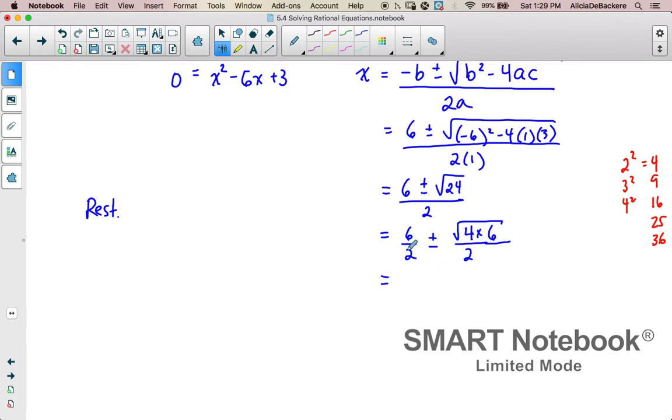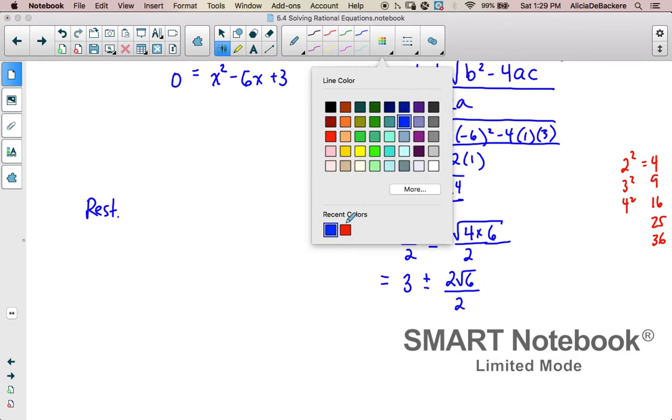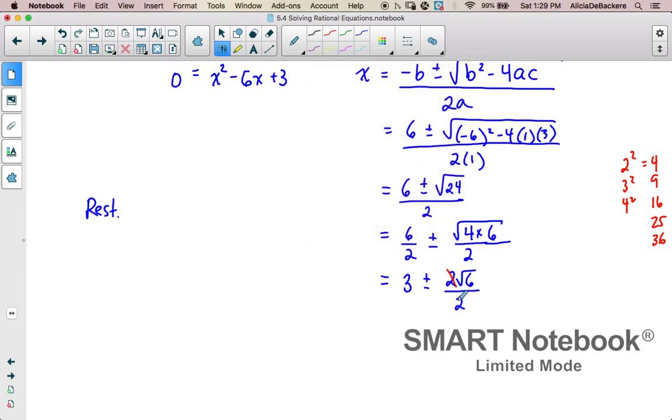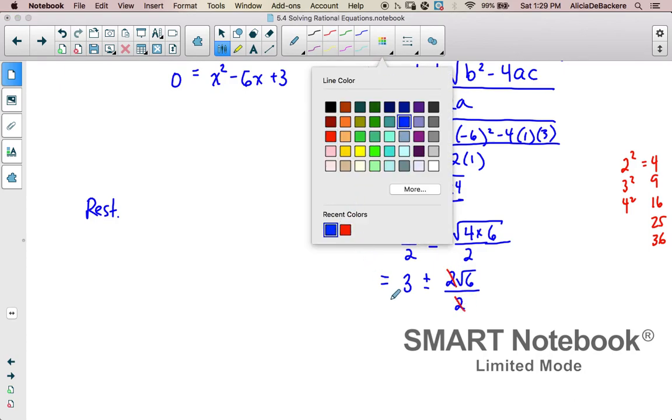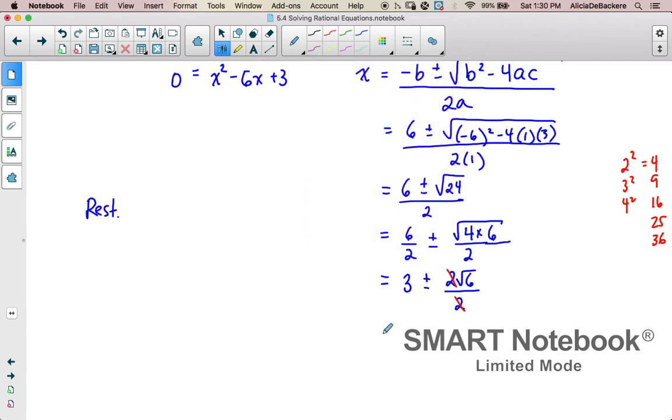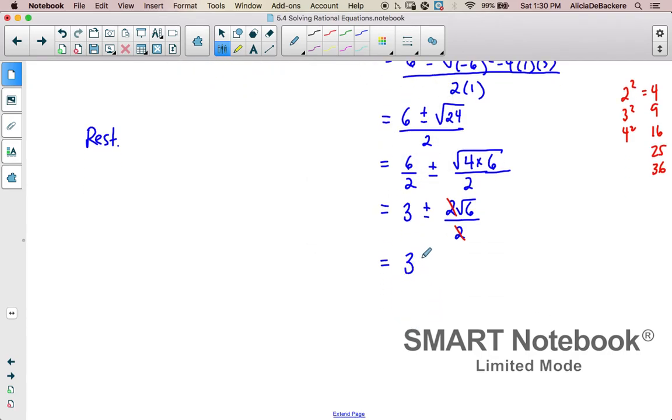And then 6 over 2, that's just 3. Over here, I can take the square root of 4, that's just 2, and then I'm just left with the square root of 6. So the square root of 4 times 6 is the same as 2 root 6, all over 2. But then, oh, what do you know? You got a common factor of 2 on top and bottom. You can cancel those out. And then we're just left with 3 plus or minus root 6.